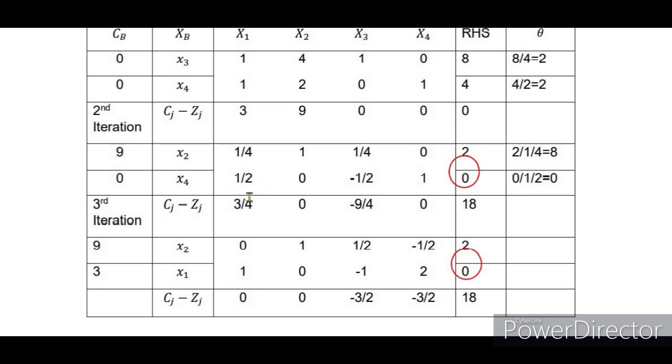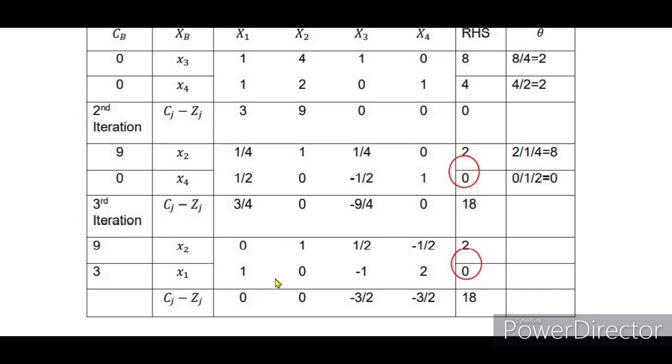So we will just divide everything in the previous row by 1/2. So 1/2 divided by 1/2 is 1. 0 divided by 1/2 is 0. Negative 1/2 divided by 1/2 is negative 1. 1 divided by 1/2 is 2. 0 divided by 1/2 is 0.